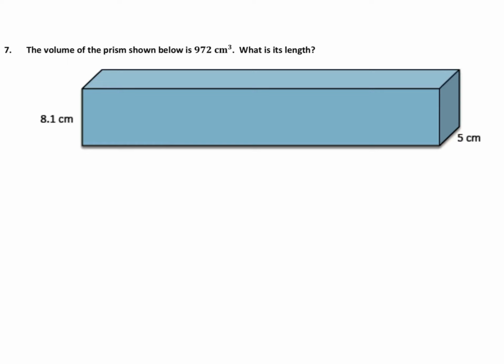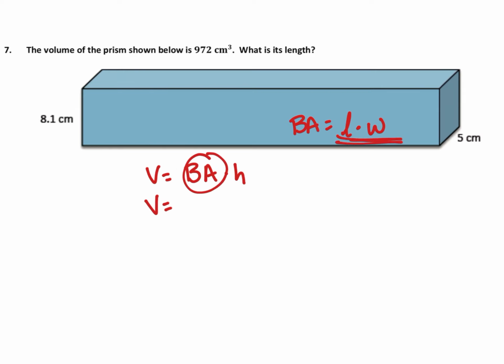The volume of the prism shown below is 972 centimeters cubed. What is the length? So for this, the base area is the area of a rectangle, so it would be length times width. So I'm going to replace BA with length times width.